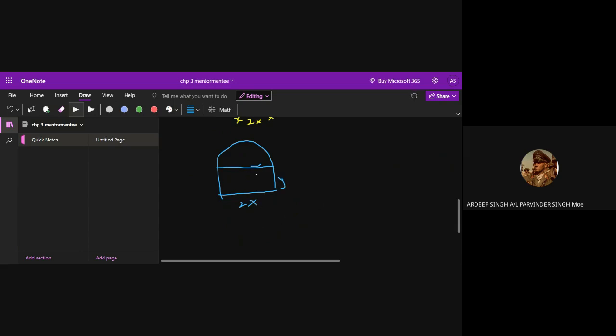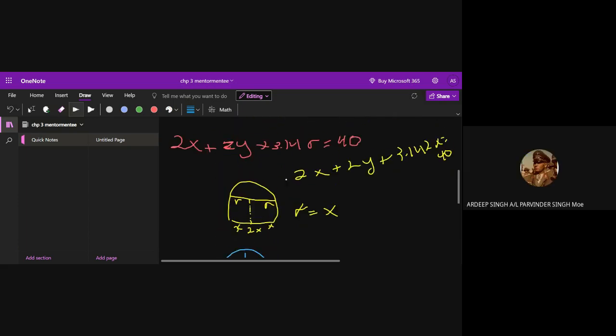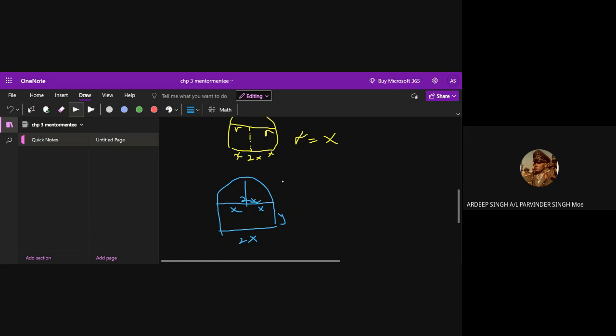So if, just now like Boone said, here 2x will be 2x. Then when we divide by 2, here will be x and x. You understand, right? Okay. So now what we can do is we can find the area.